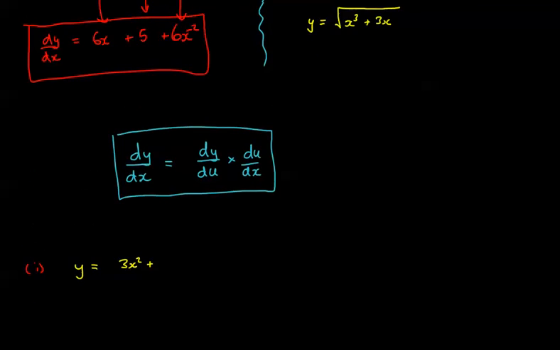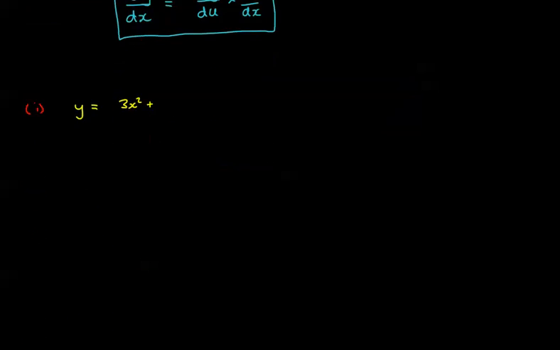Okay, so the first one, number 1, was y equals 3x squared plus, is it 3x squared? Oh, I'm just making it up, right? 3x squared plus 5 to the power of 7. Okay, now here's a trick. Sorry, it looks like a composite function.